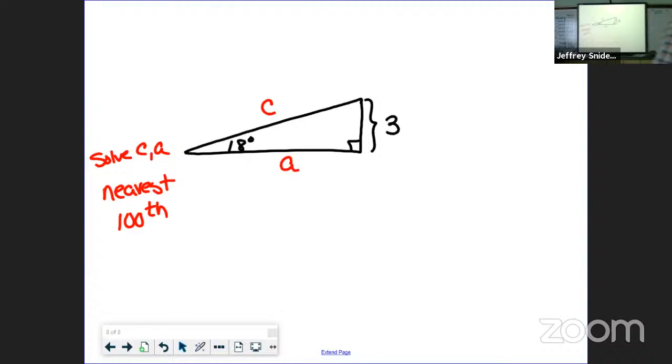All right, let's go ahead. So let's say I want to find letter A. First of all, what are we going to call this one over here? This is opposite. All right, great. So if I want to find this, this is opposite. This, of course, is adjacent. So opposite over adjacent is what trig ratio? Tangent. So my equation would be tangent of 18 degrees is equal to 3 over A.